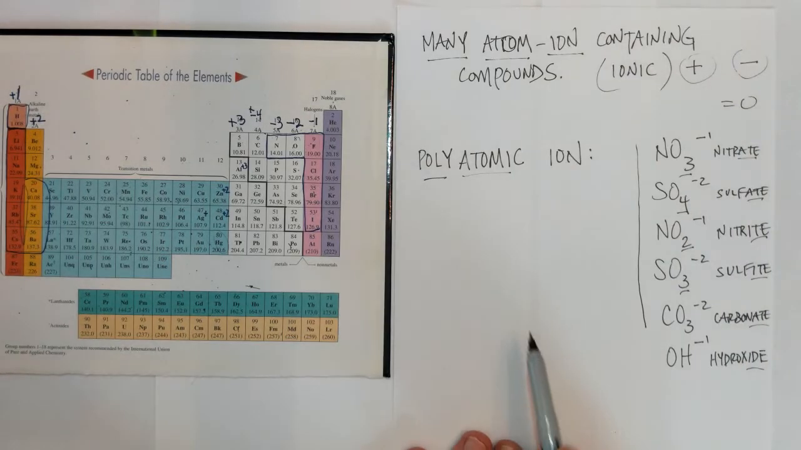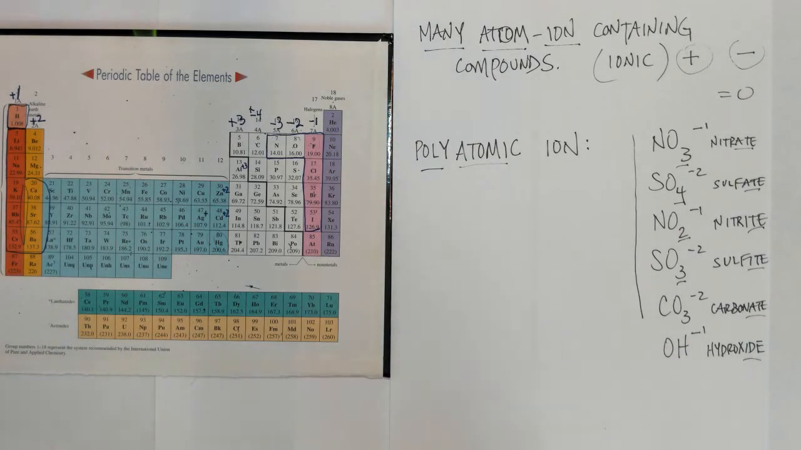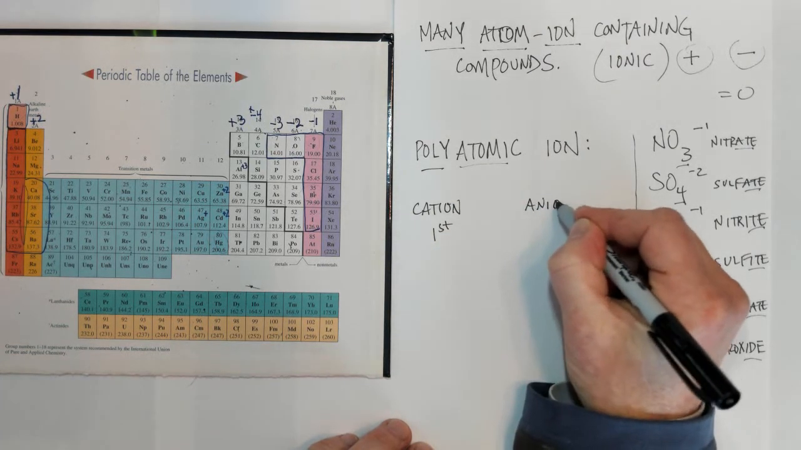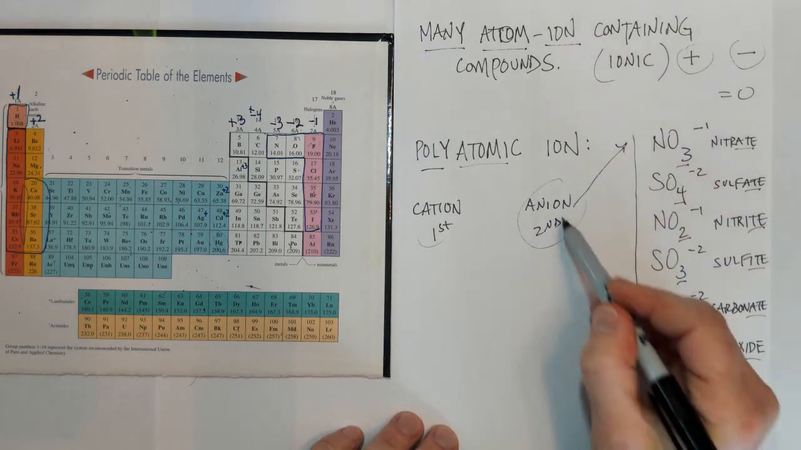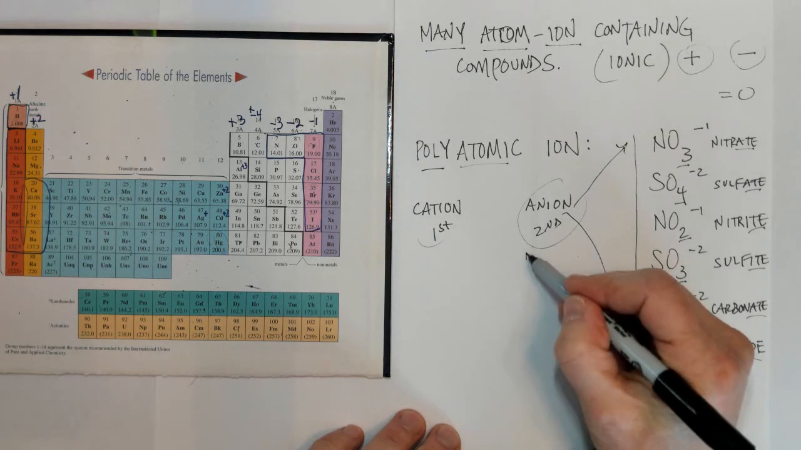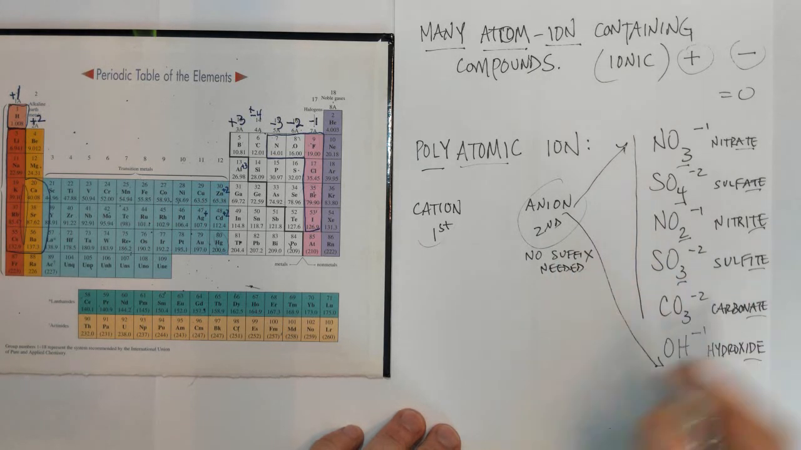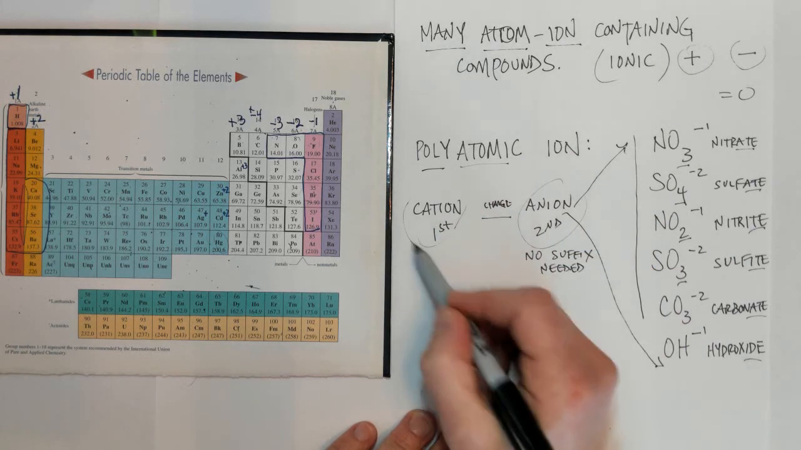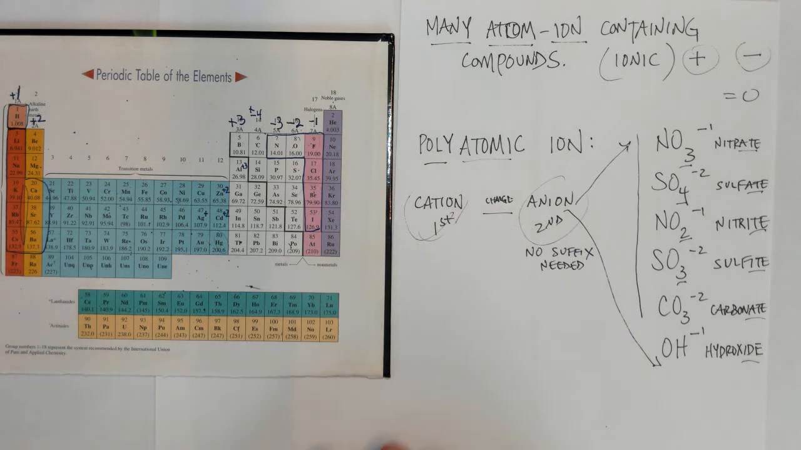Well, when you name or formula write many atom ion containing compounds, you do it very similar to what we just talked about with binary, where we have the cation listed first, and then we have the anion listed second. But if the anion is one of these types of anions right here, then there is no suffix change needed. You still should use the Roman numeral or the charge in the middle if it is a cation that is one of the normal cations, not one of the special ones right here. You should still put that in the middle.